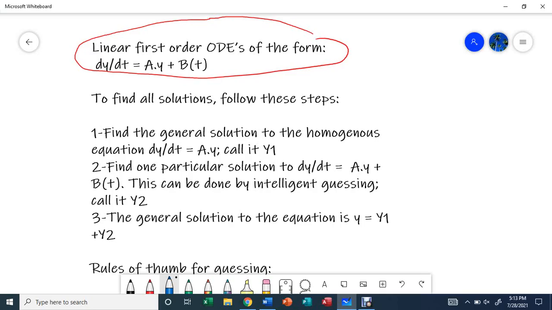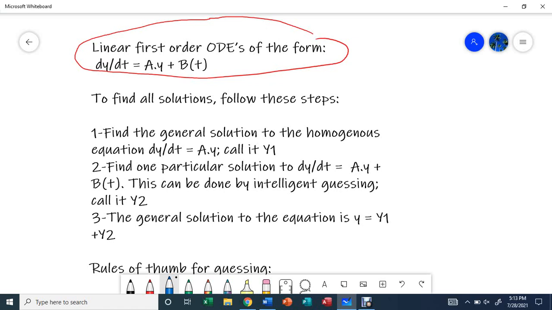In today's video I'm going to show you how to solve a linear first order differential equation of the form dy over dt equals a times y plus b(t), where a is a constant and b(t) is some expression involving t. So to find all solutions you need to follow these three steps.